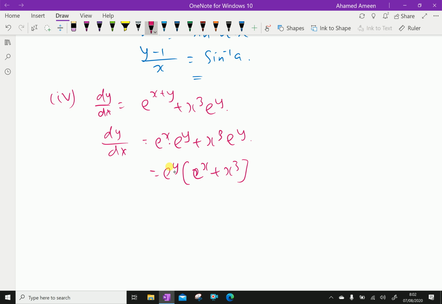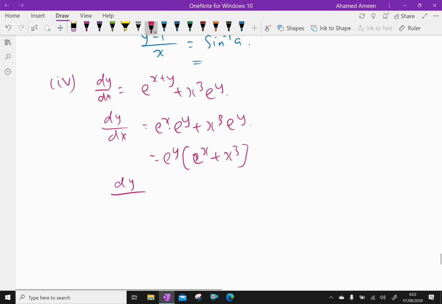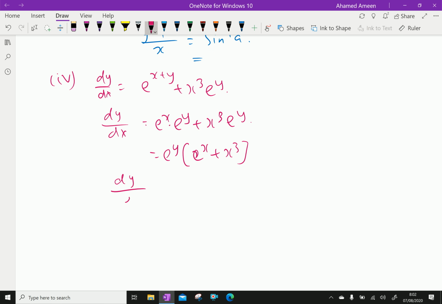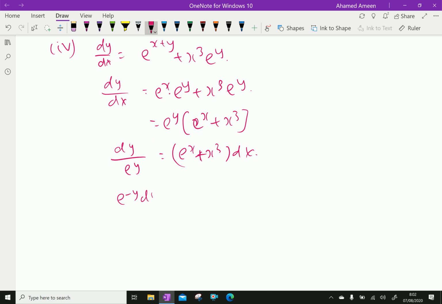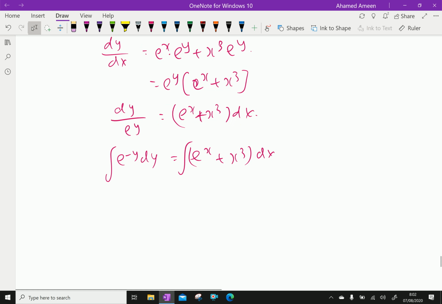Then separating the variables, dy by e power y equal e power x plus x cube dx. Now further, we can write e power minus y dy equal e power x plus x cube dx. Integrating both sides, we'll get e power minus y integration is e power minus y over minus 1 equal e power x integration is e power x, x cube integration is x power 4 by 4, plus constant c.